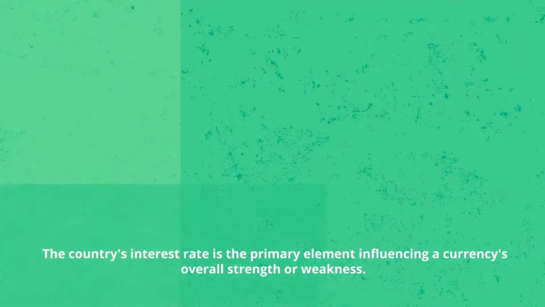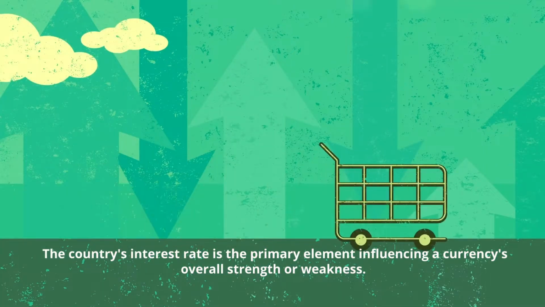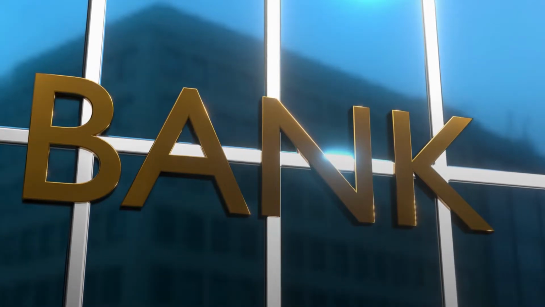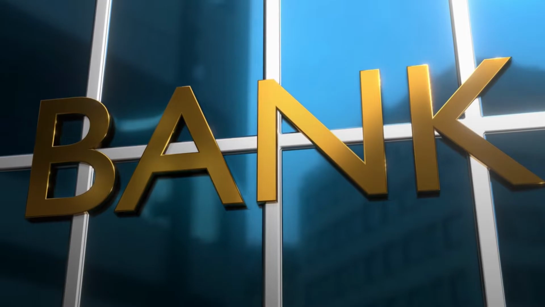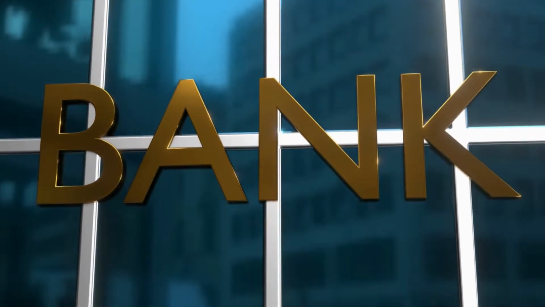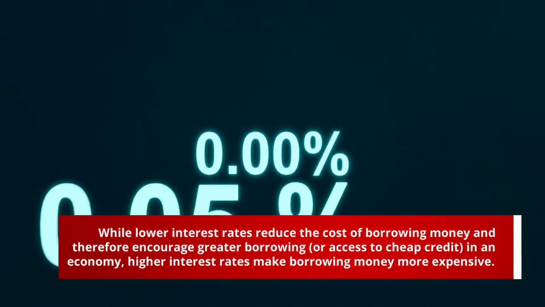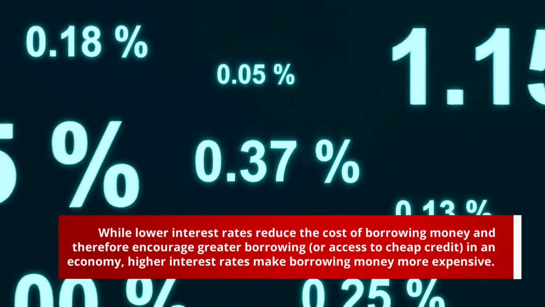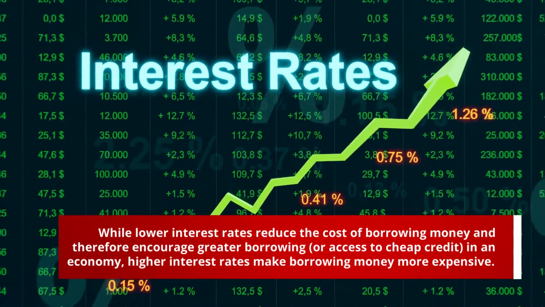The country's interest rate is the primary element influencing a currency's overall strength or weakness. The cost of borrowing money is simply expressed as interest rate. The central bank of a nation can raise or lower the interest rate level to speed up or slow down the economy. Lower interest rates reduce the cost of borrowing money and therefore encourage greater borrowing or access to cheap credit, as you may call it, in an economy. Higher interest rates make borrowing money more expensive.